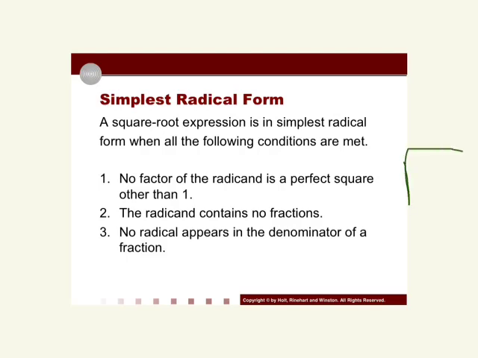Remember, what we mean by radicand is that number inside. So the square root of 8 would be what we call the radicand. Does everybody understand that? I'm running out of room there. But the number inside is the radicand.